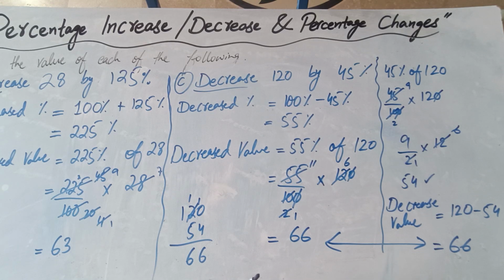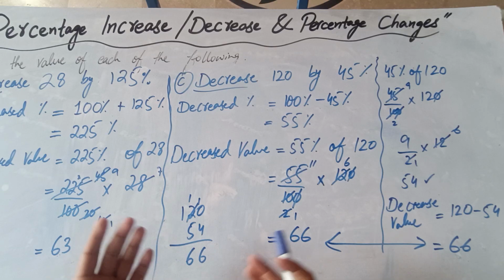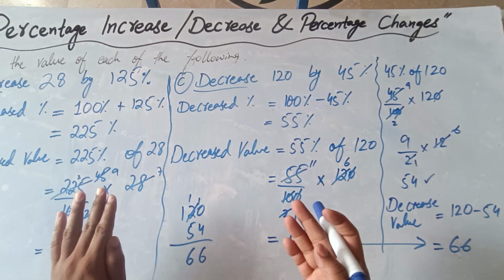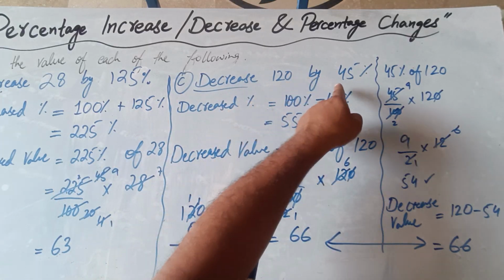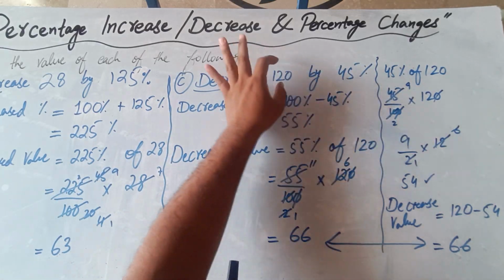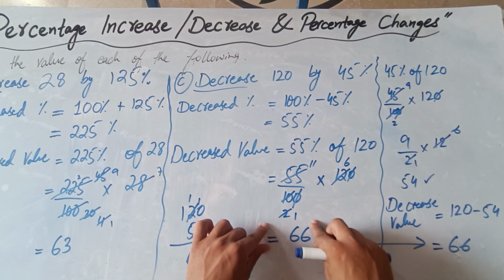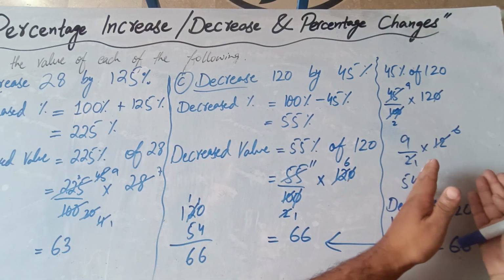So this is how we can find any number with an increased value or a decreased value. So decrease 120 by 45%. We are decreasing this 120 by 45%. So this is the decreased value. This is method 1. This is method 2.